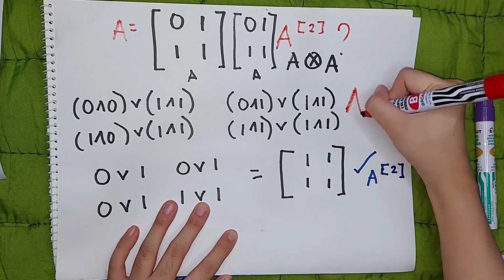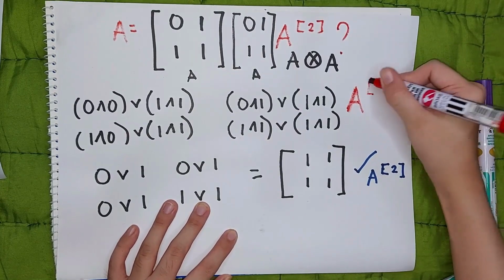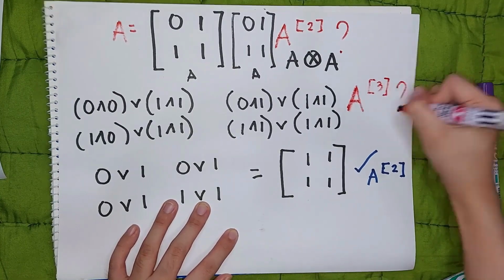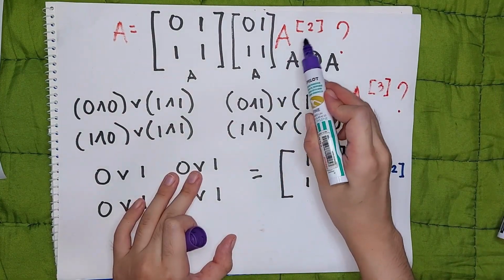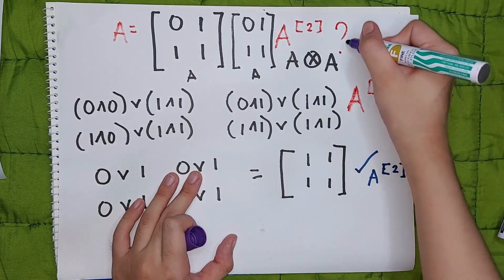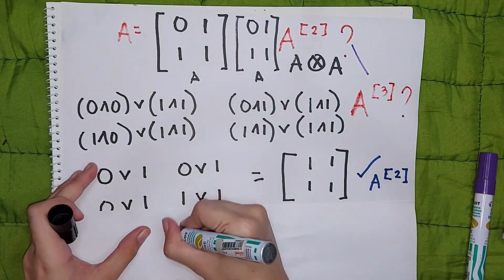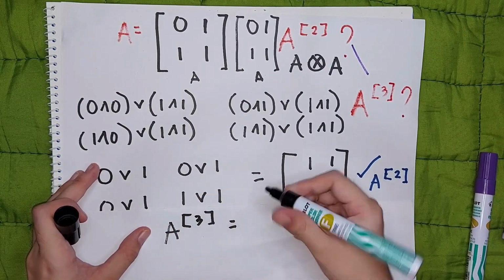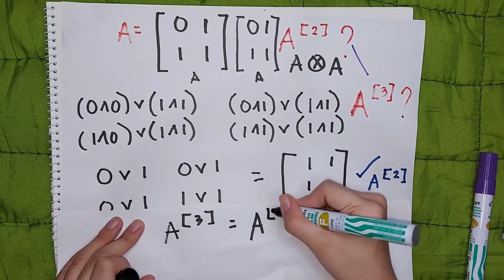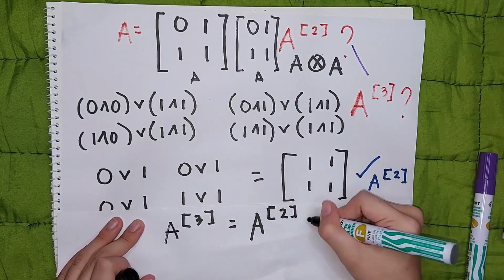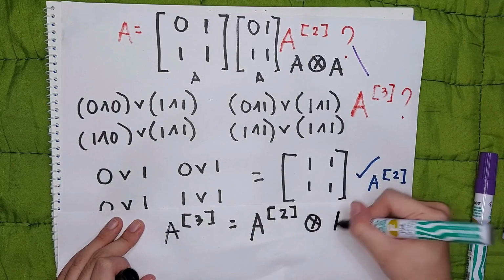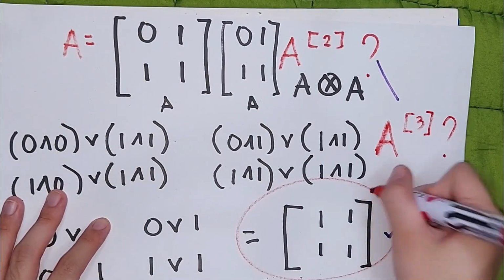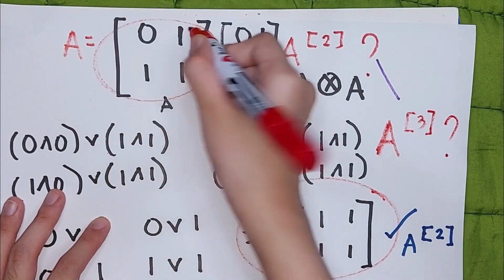But what if we're looking for the third power of A? Have you ever wondered that? That's very simple. First, you just need to find the second power of A. After that, you'll be able to find the third power of A. So the formula for that will be, in finding the third power of A, first, you need to find the second power of A, and then multiply it with the original A. So in here, this is the second power of A, and I will multiply it with the original A.